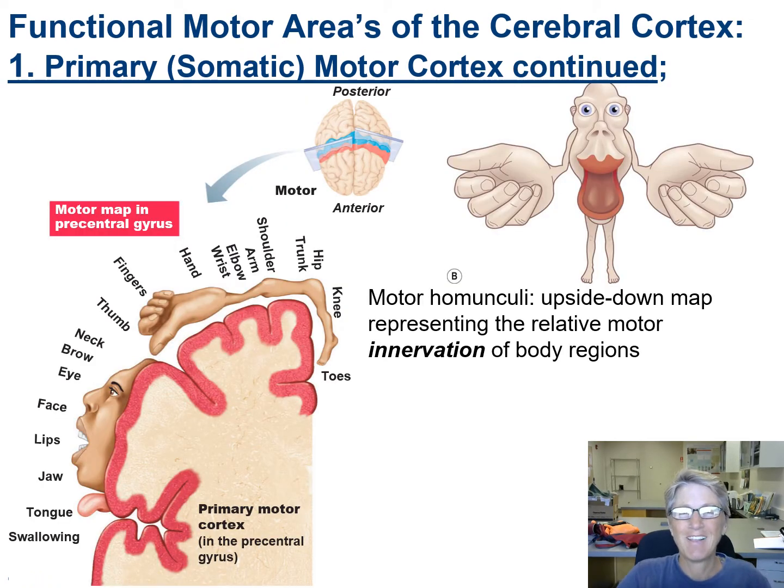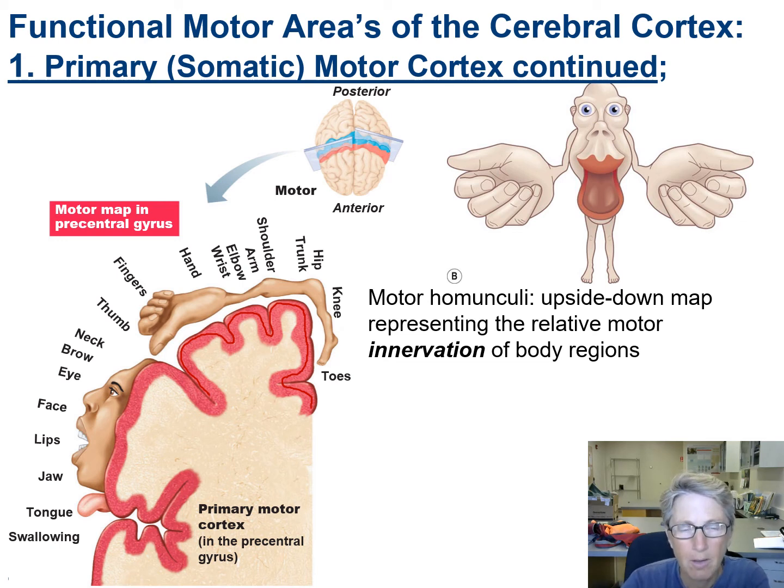Okay, this is hilarious. I love these homunculi. This is a motor homunculus, and it looks really freaky. But what it is, it's an upside down map representing the relative motor innervation of body regions. For example, if we come over here to this part of the cartoon, let's take a look. This red stuff is all cerebral cortex, and gray matter lives there. And this would be a coronal section through the brain.